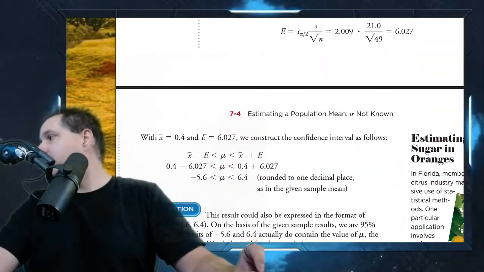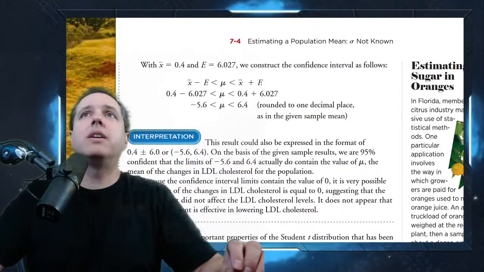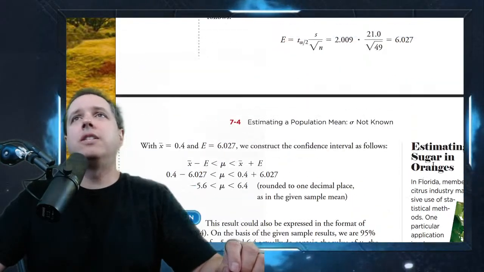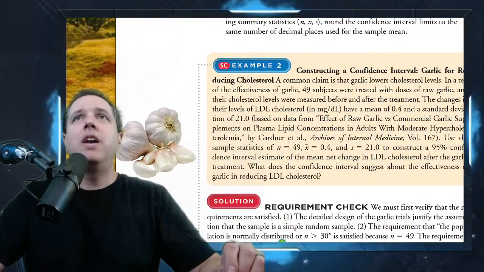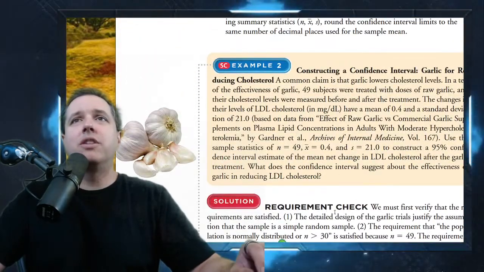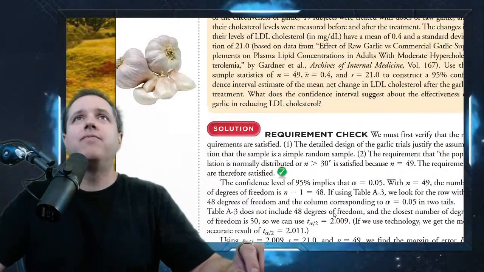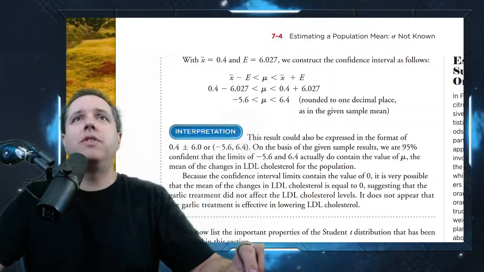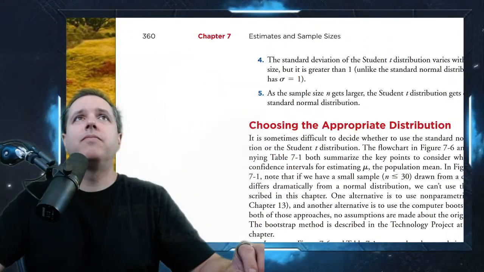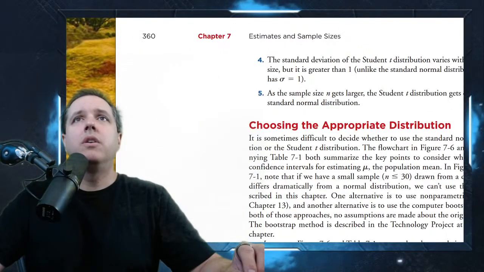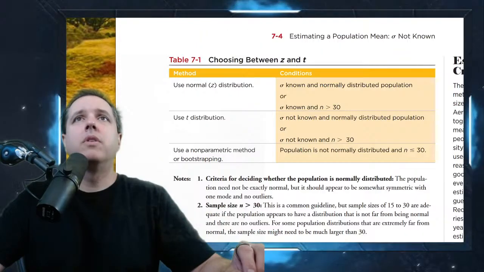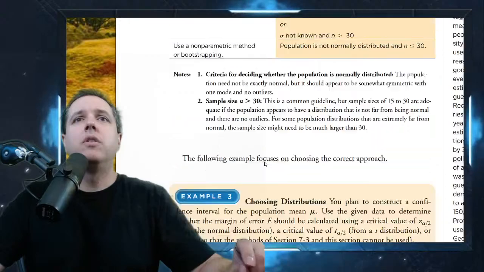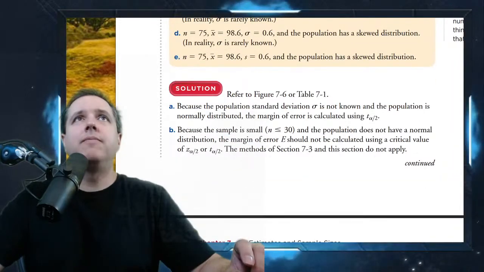Right. Let's see. I have 5 minutes. Let's see what I can get into. So you can see they use it for all sorts of stuff. Estimating sugar in oranges. Estimating if garlic actually reduces cholesterol. All this kind of stuff. You can use these confidence intervals for lots of things. You don't have to do any of that.